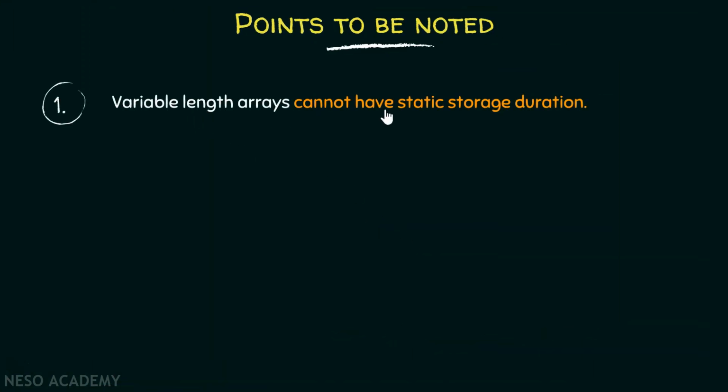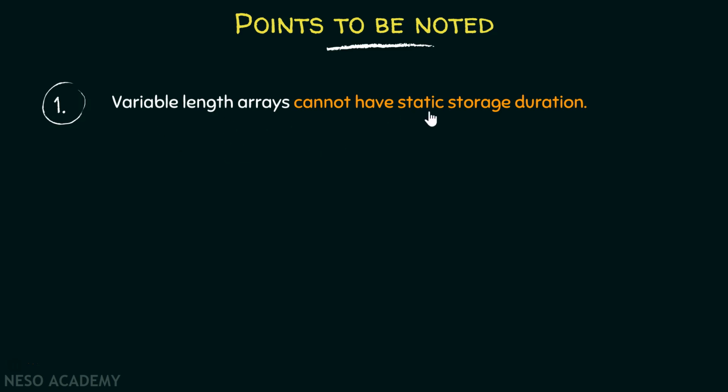Variable length arrays cannot have static storage duration. Recall that by simply specifying the static keyword in front of an object, that object will have static storage duration. And it simply means that we can retain its value even after the scope in which it is declared is finished. Variable length arrays cannot have static storage duration.